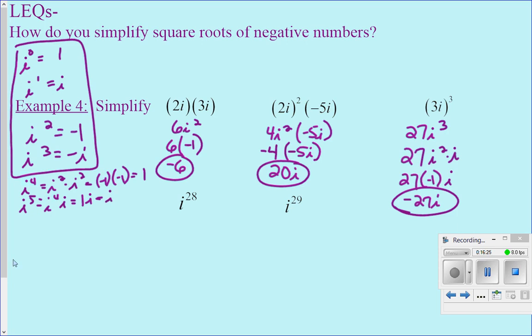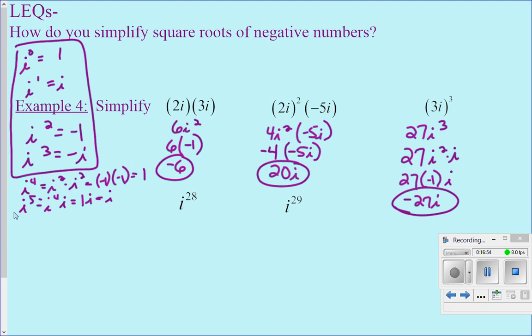After looking at a few of these, hopefully you're starting to realize there's a pattern here. We start with 1, then i, then negative 1, then negative i. Then we go back to 1, then i. If I continued, it would be negative 1, and then negative i. And then if I continued, it'd be 1, and then i, and then negative 1, and negative i. So the pattern is it's going to be one of these 4 options, either 1, i, negative 1, or negative i.